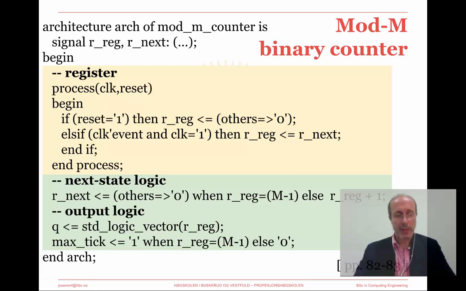As you may see by checking the full VHDL description of this block, which is presented in pages 82 and 83 of the book, this limit M was defined as a generic declaration in the entity description.